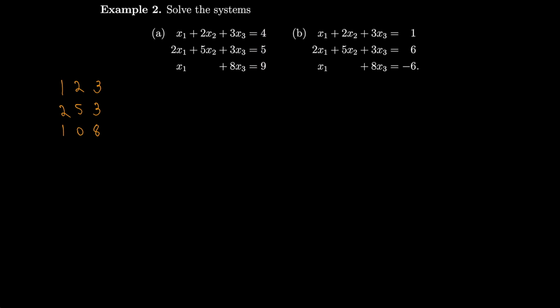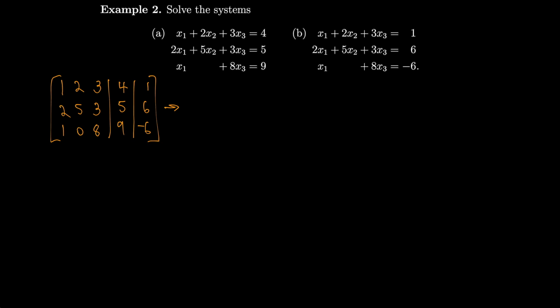So I'll adjoin those two columns, 4, 5, 9, and 1, 6, minus 6. Just put little separators. And we'll make that one big happy matrix. What I'll try to do now is put this thing into reduced row echelon form. So I want to get zeros over here.